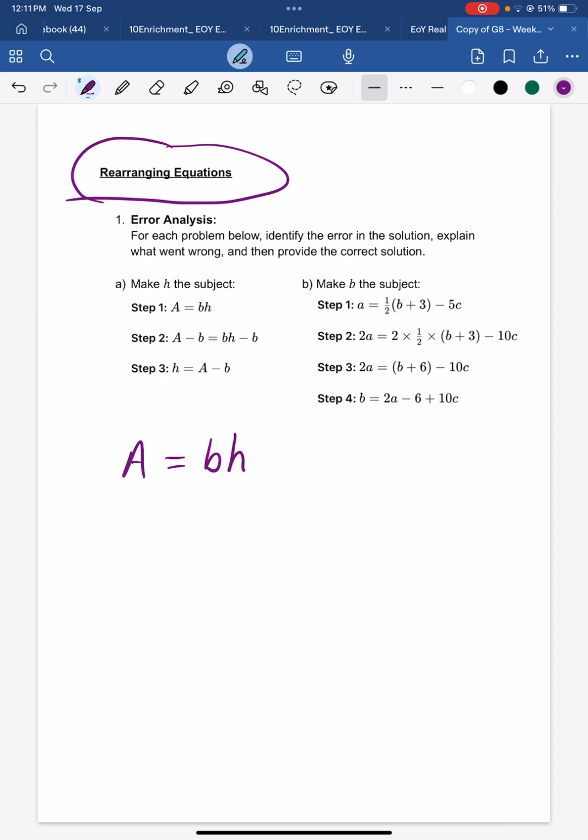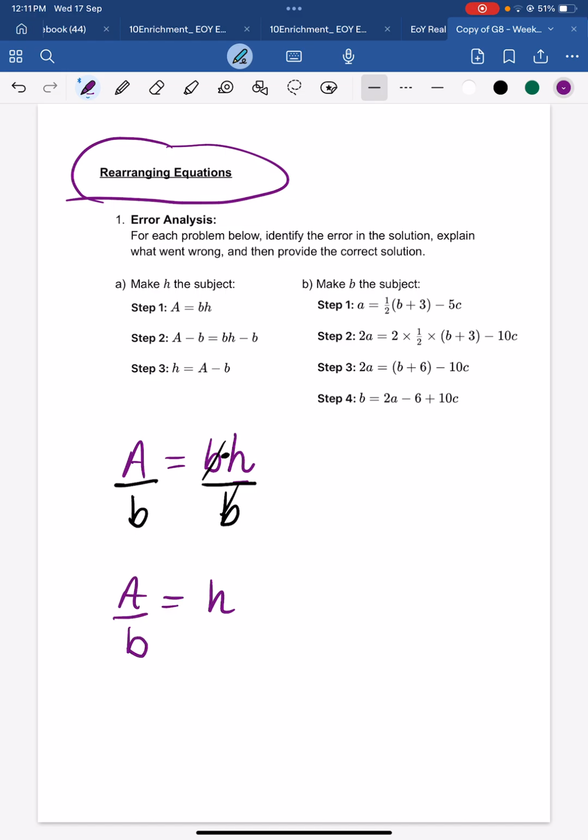So here's A equals BH, and it's make H the subject. So the idea is to kind of get rid of all of the letters that are next to H. Now B is multiplying, so we're going to divide both sides by B. And that has the effect of cancelling out the B, right, because it's a common factor. And so the final line would be H equals A divided by B.